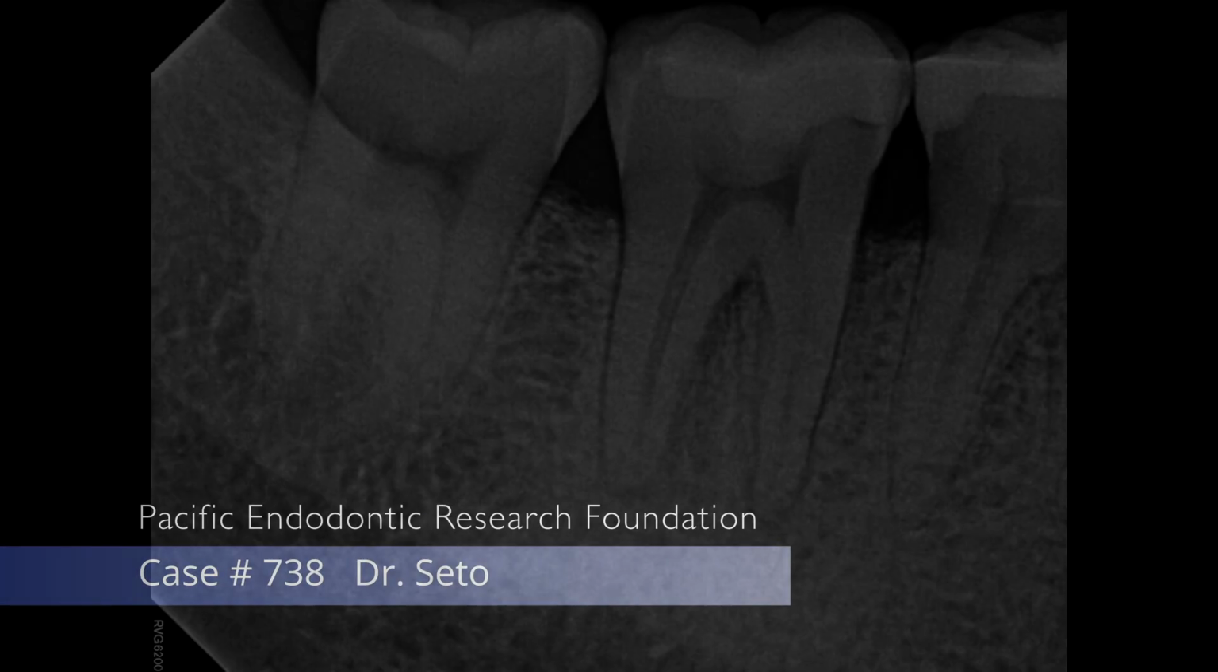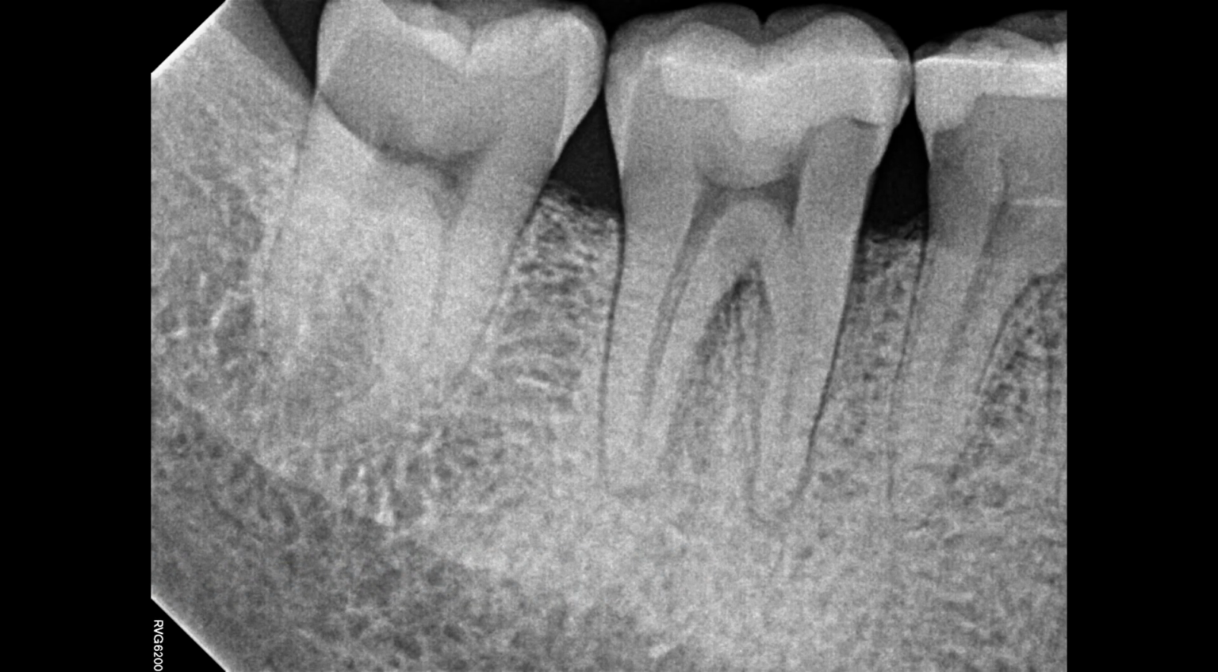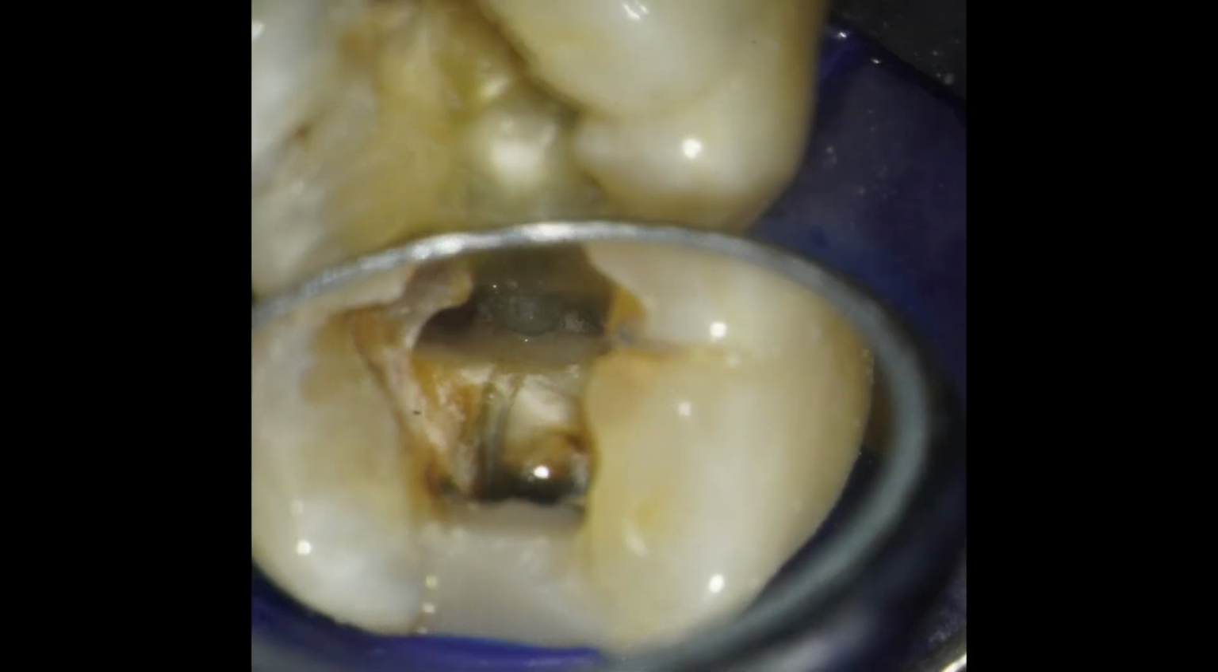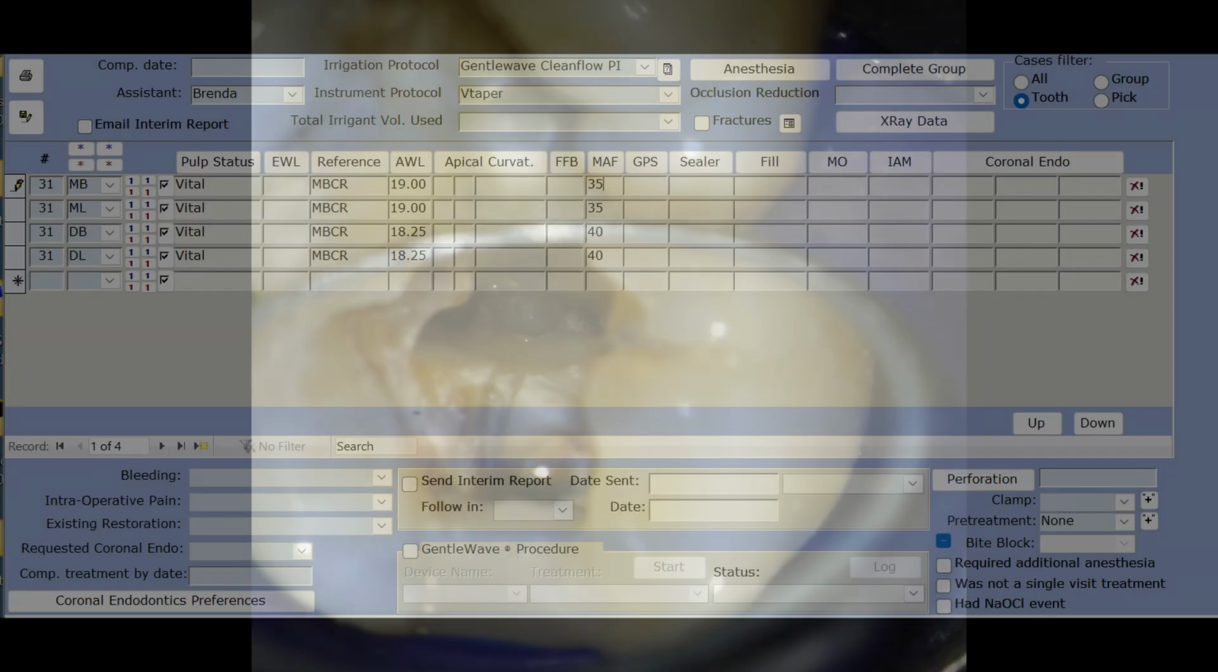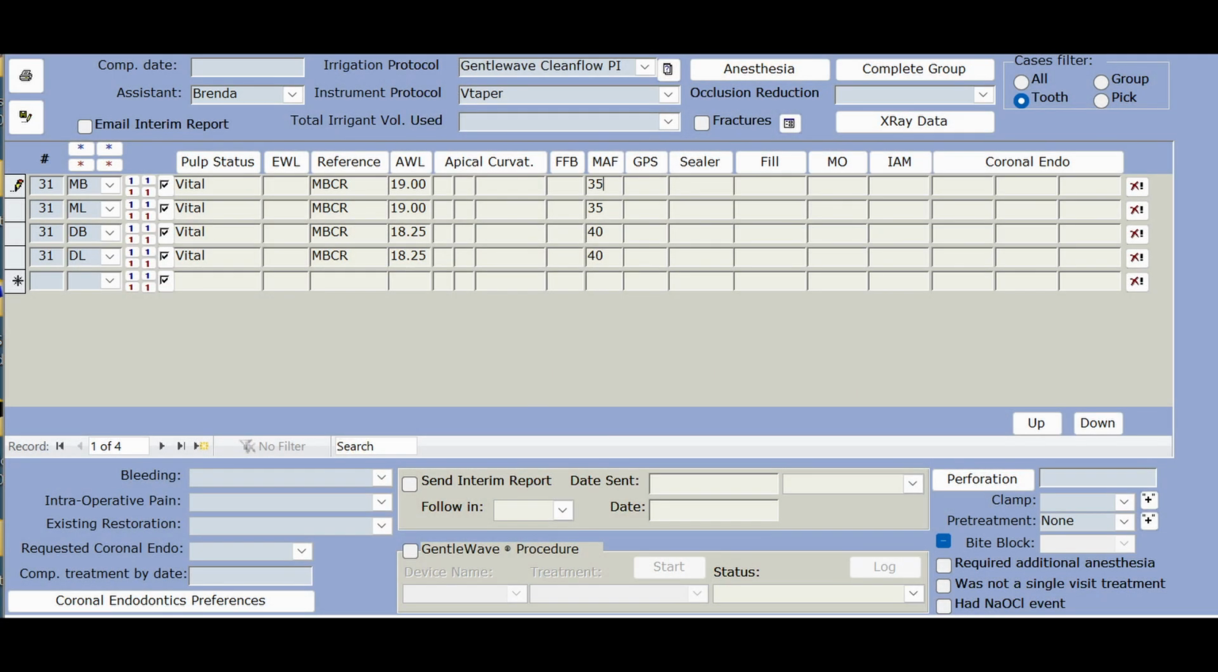Patient presented with irreversible pulpitis, number 31. I was initially hopeful for the treatment, but found a crack into the root as I was instrumenting. Upon entry, the coronal pulp was necrotic, but there was tissue in all of the canals.